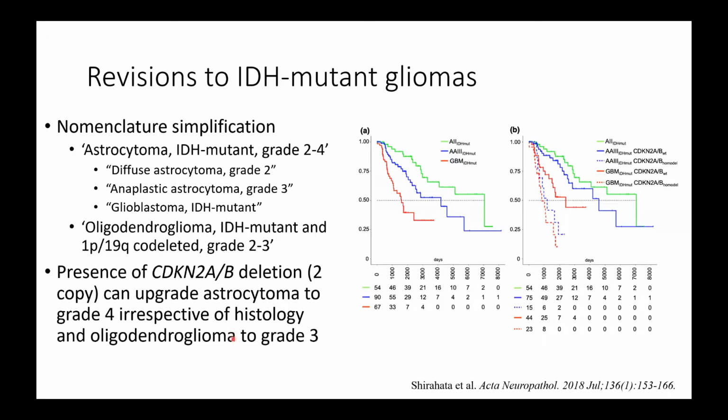So this has really allowed us to refine our grading criteria for these tumors, and the same has been shown with oligodendroglioma. So if the histology is not terribly impressive, but one finds CDKN2A homozygous deletion upon molecular testing, one can certainly revise the grade to a grade 3 and more accurately capture the biologic potential of that tumor.